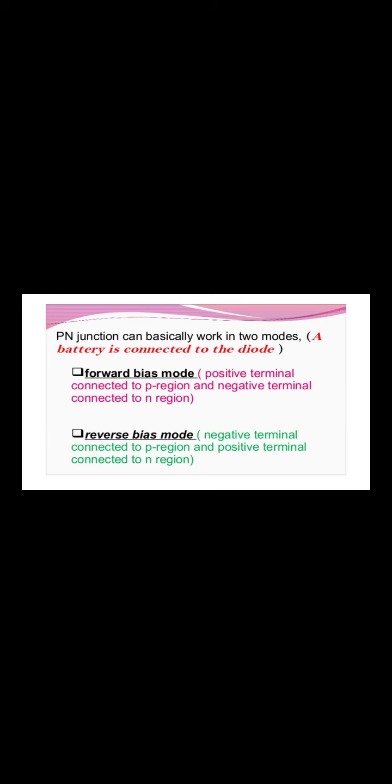The PN junction can basically work in two modes when a battery is connected to the diode: forward bias and reverse bias. If the positive terminal is connected to the P region and the negative terminal to the N region, as I already told you in the block diagram, then the diode acts in forward bias mode, and vice versa. If the anode terminal is connected to the negative terminal of the battery and the cathode terminal to the positive terminal, then the diode acts in reverse bias.